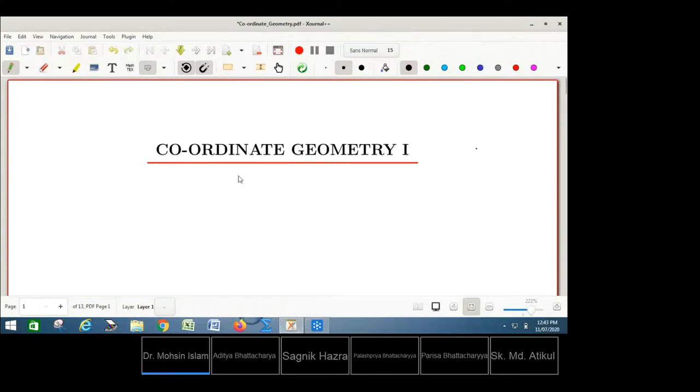Actually, the geometry at your level is called Euclidean geometry. Euclid was the name of the famous Greek philosopher or mathematician. So this is Euclidean geometry.